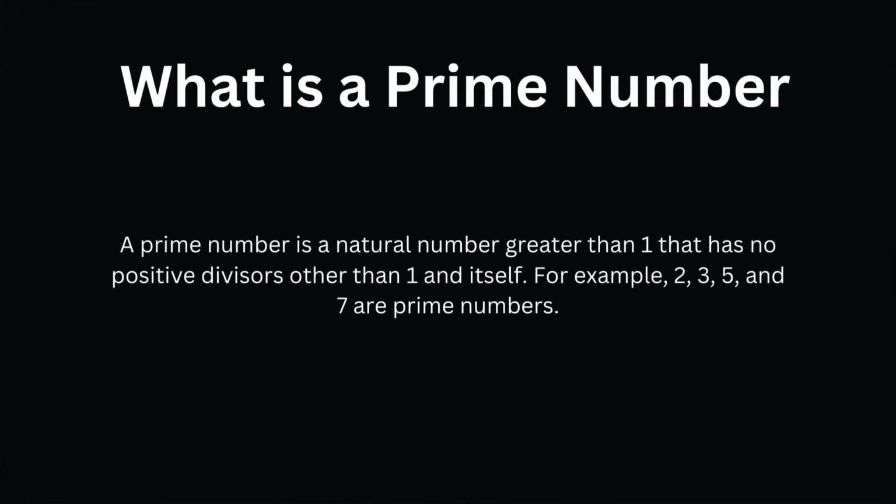A prime number is a natural number greater than 1 that has no positive divisors other than 1 and itself. For example, 2, 3, 5, and 7 are prime numbers.